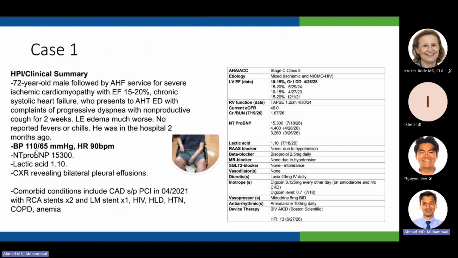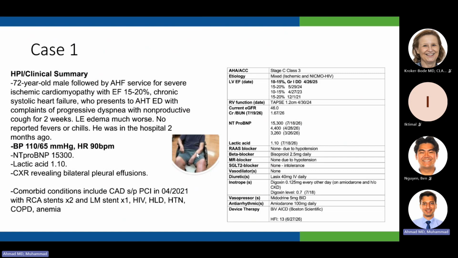His blood pressure was 110/65. His heart rate was 90. His NT-proBNP was 15,300. His lactate was fine. His chest X-ray revealed some older bilateral pleural effusions, which are always there, but there was no clear pulmonary edema. And you can see his comorbid conditions listed there: his coronary disease, previous stents and things, HIV status from transfusions, and hyperlipidemia, hypertension, COPD, and chronic anemia.